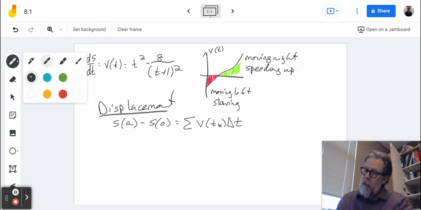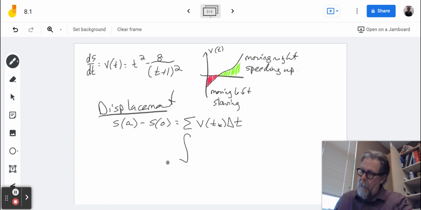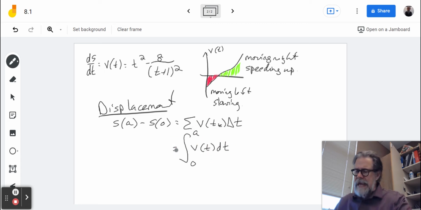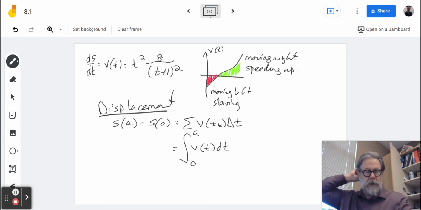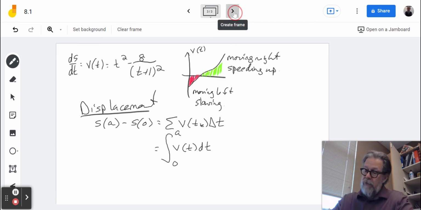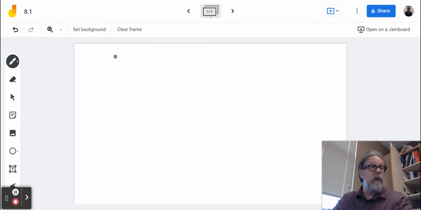So thinking about what we said at the beginning, we take the limit as delta t goes to 0, and we can say very simply that this is the integral of the velocity with respect to time between a and b. So pretty straightforward. Let's do a quick example.